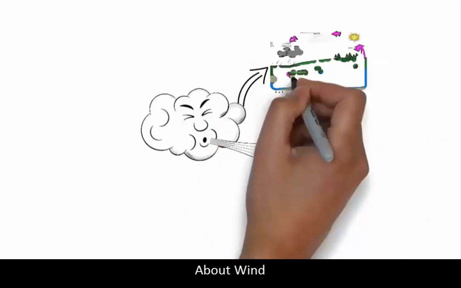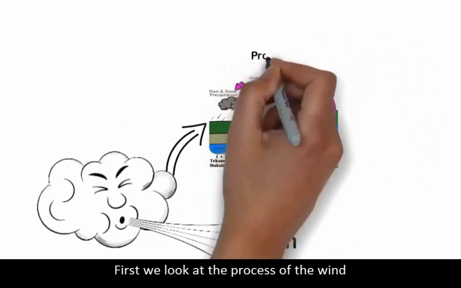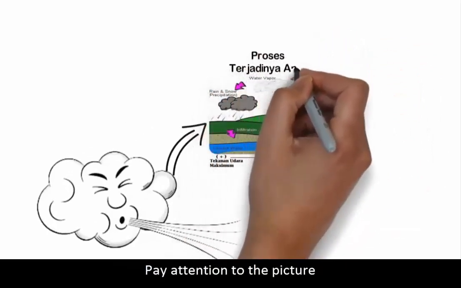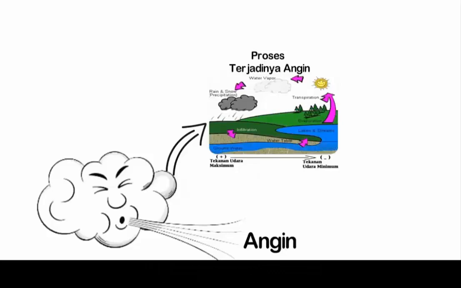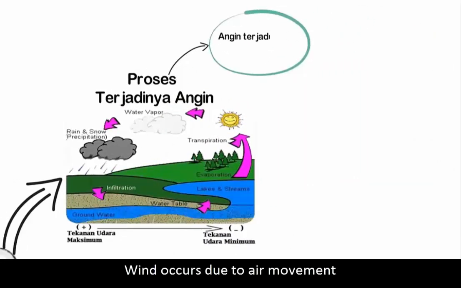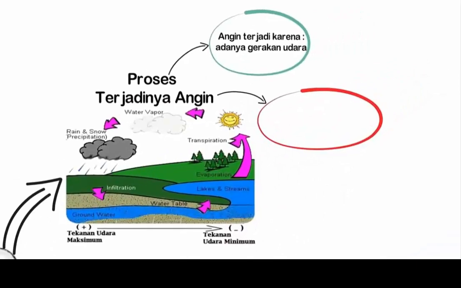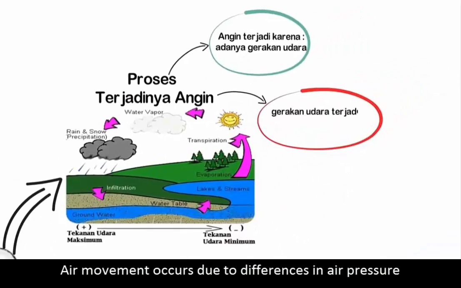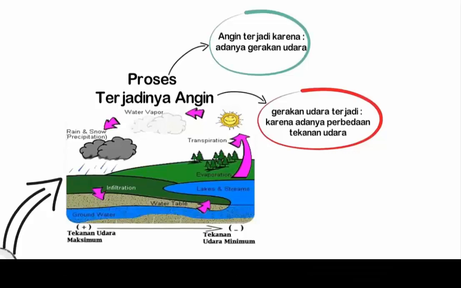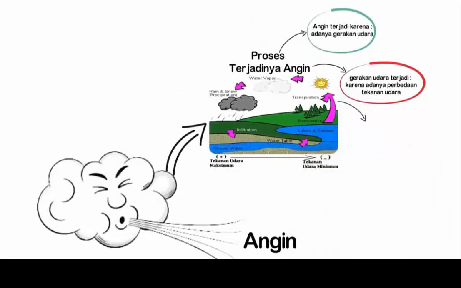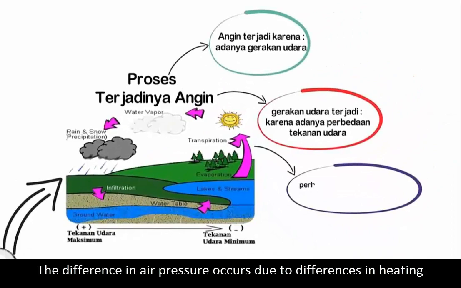About wind. First we look at the process of the wind. Pay attention to the picture. Wind occurs due to air movement. Air movement occurs due to differences in air pressure.